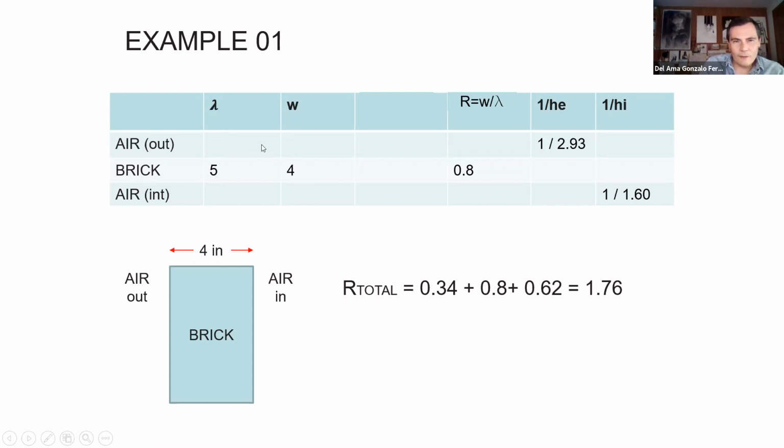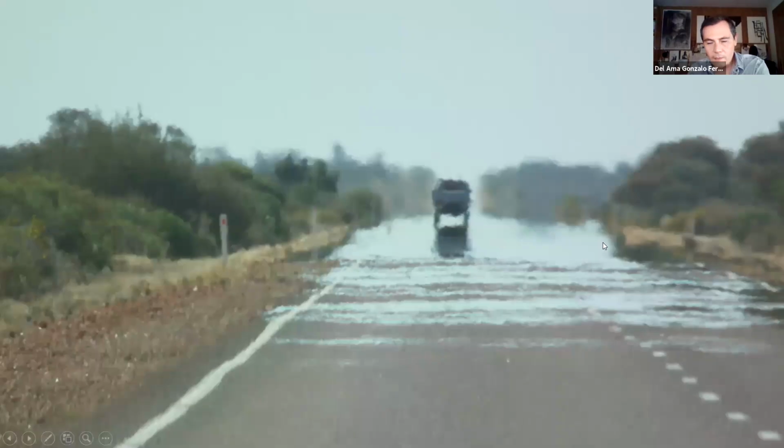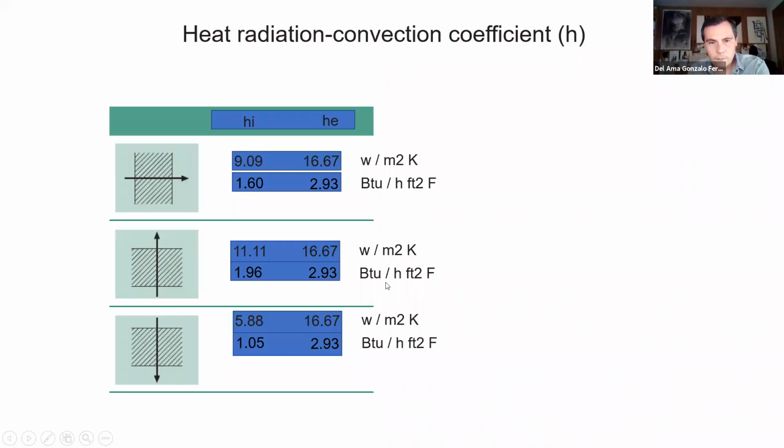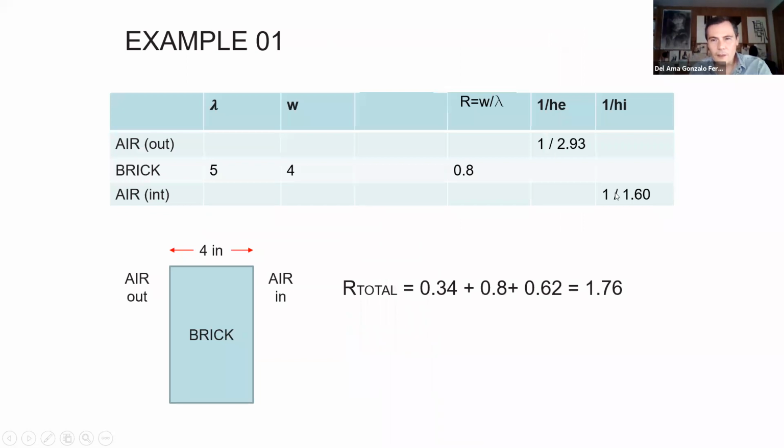We don't have thermal conductivity and thickness of this outdoor air layer or indoor air layer. We do have this thermal resistance. If we go back, you see that this is 1.6 and 2.93. So this is 1 over 1.6 and the other one is 1 over 2.93. And this thermal resistance of the solid layer is 4 divided by 5. If you divide 4 by 5, it's 0.8.